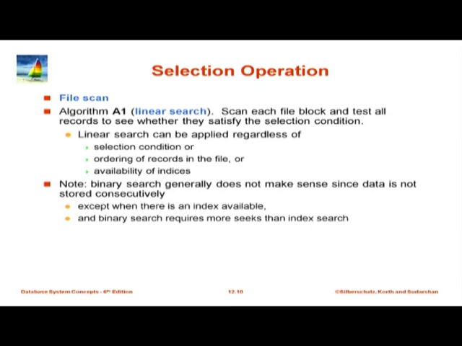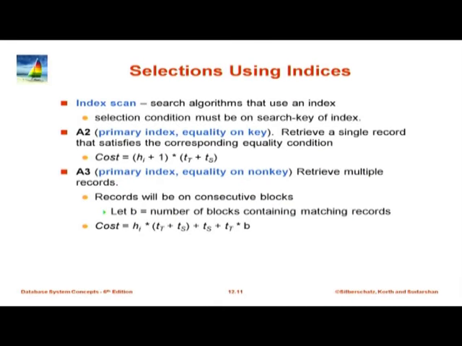Now when you search for data in memory, binary search is sometimes viewed as an option on sorted data. This usually doesn't make sense in databases because, first of all, the data is not stored sequentially in a sorted array, it's stored on disk, and binary search can be much more expensive than having a proper B plus tree index. The number of seeks will be much less with a B plus tree index. Which brings us to the next algorithm, index scan.